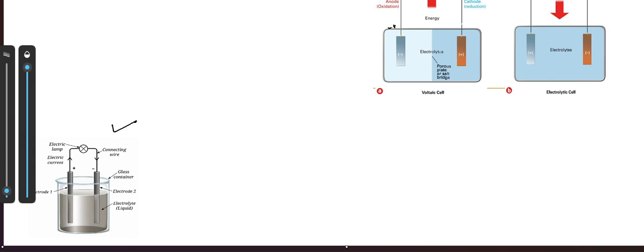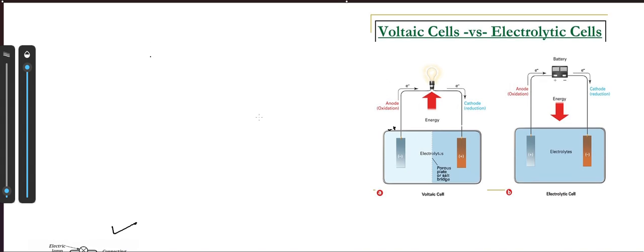CBSE NCERT new syllabus Curiosity book, whoever is following, the concept of anode and cathode is not there in your voltaic cell. They only consider electrode 1 and electrode 2. So one thing is sorted, that you do not have to worry about anode and cathode at all. But others who are also studying more about it, let's understand this a little more in detail.